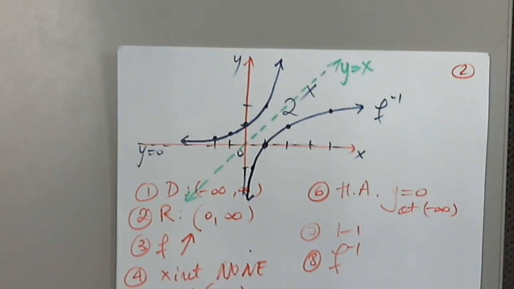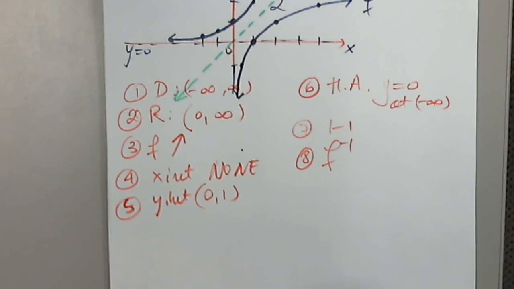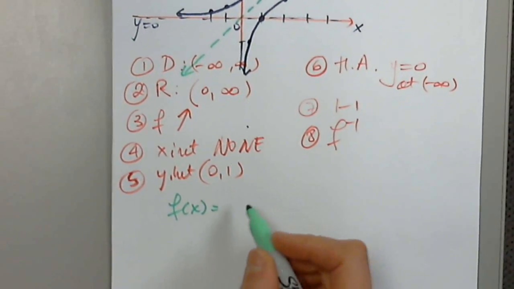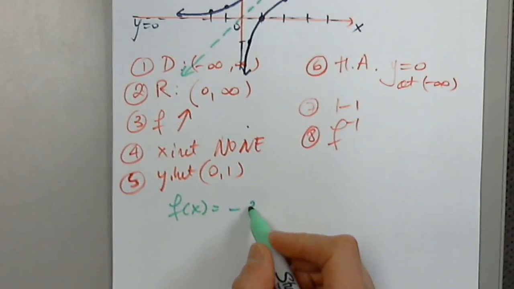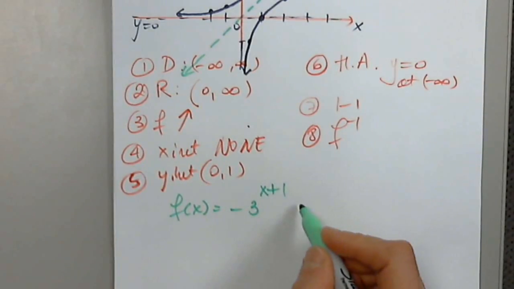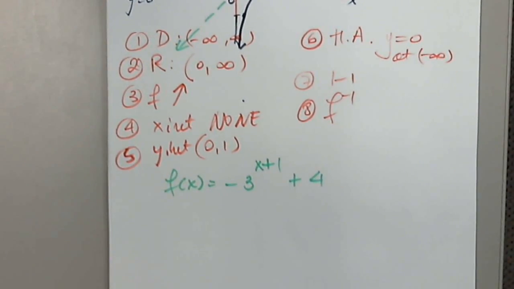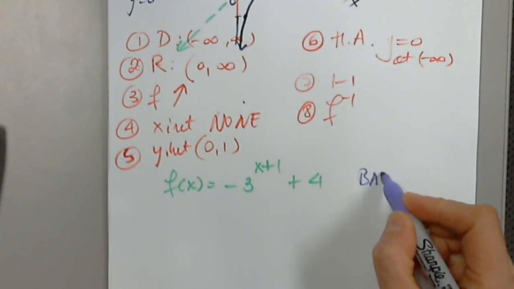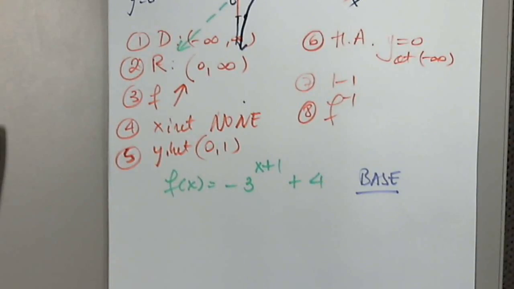Good. So I think we are ready now for this problem. f of x is negative 3 to the x plus 1, plus 4. We're asked to graph this function using transformations. Of course, I have to start with the base function. Can anyone tell us which base function I used to create f of x? Did I use the absolute value? Did I use the square root? Did I use exponential? Which one?